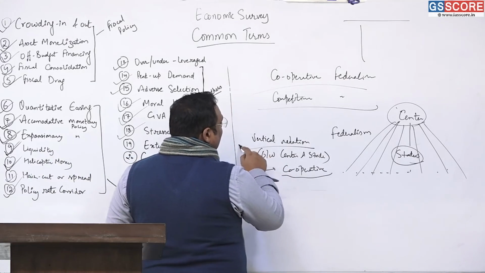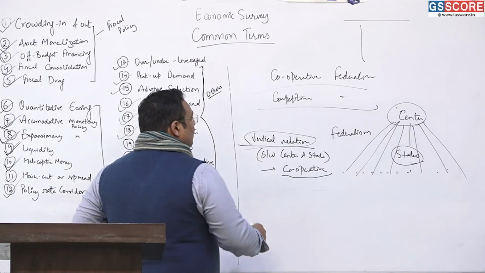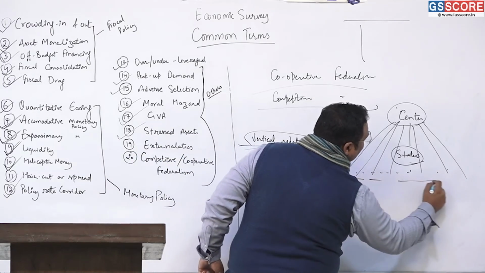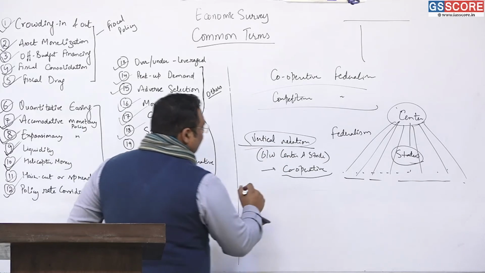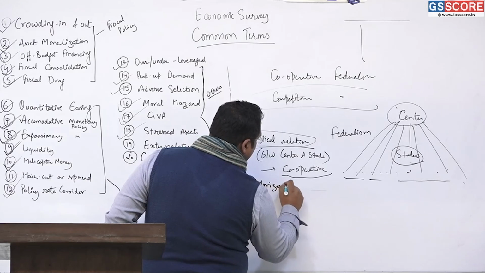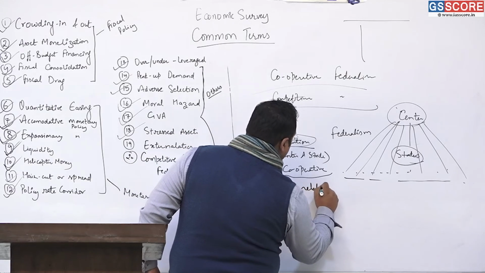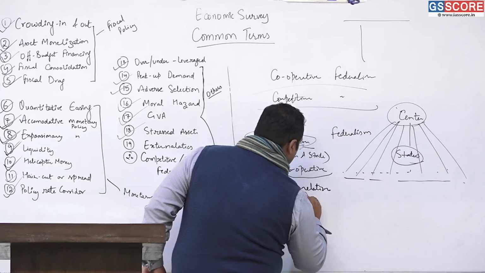So the vertical relation should be cooperative, whereas the horizontal relation between the states, there should be some competition. This competition will encourage. So the horizontal relation, this should be competitive.